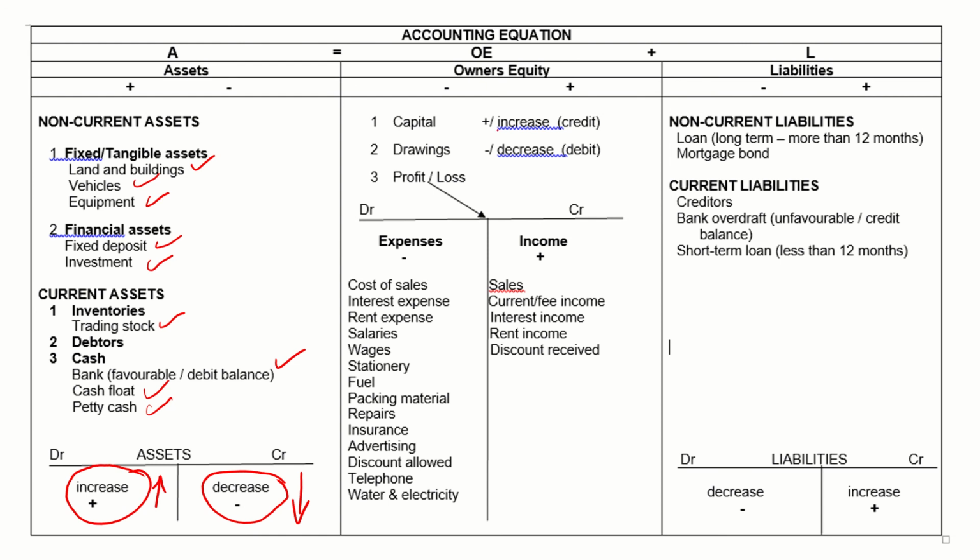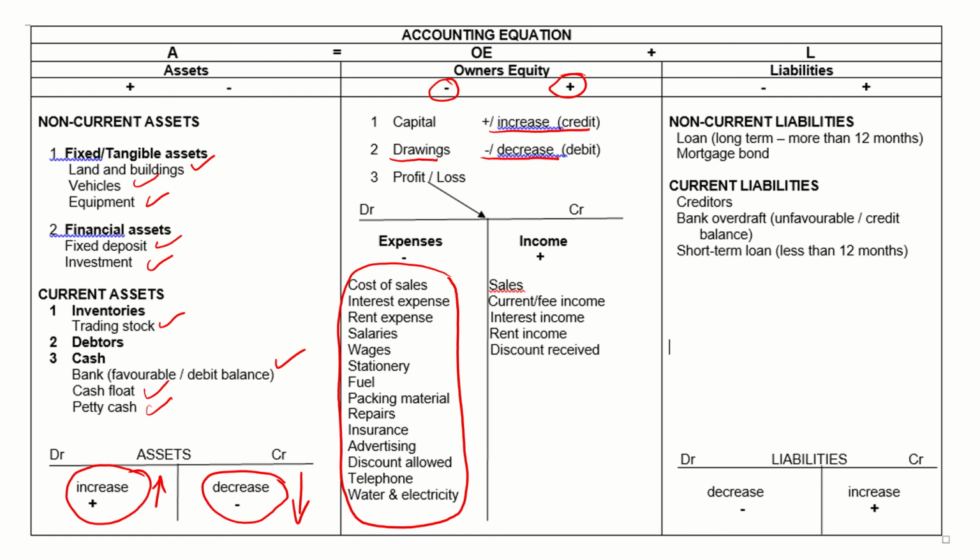Capital will increase owner's equity. Drawings will decrease owner's equity. Anything that decreases owner's equity will be recorded on the debit side. Anything that increases owner's equity will be recorded on the credit side. That is why we've got all these expenses on the debit side of your profit and loss. We normally use the profit and loss account to calculate our net profit or our net loss.